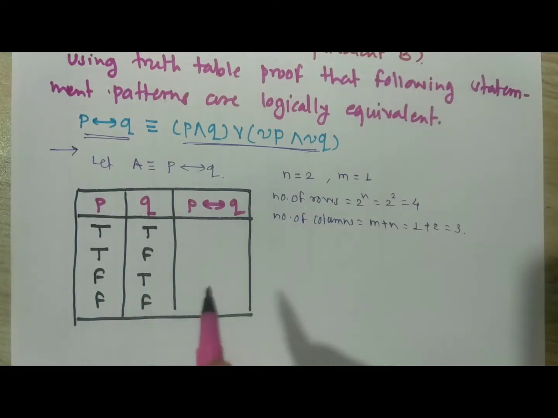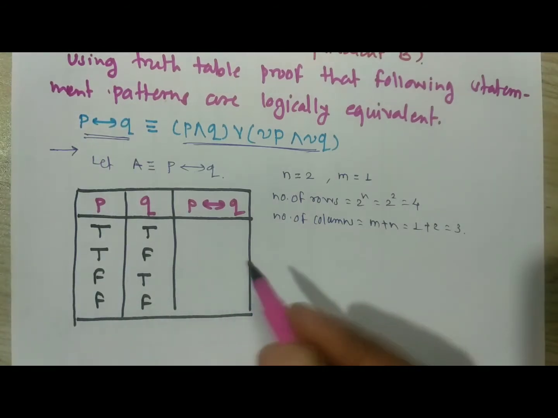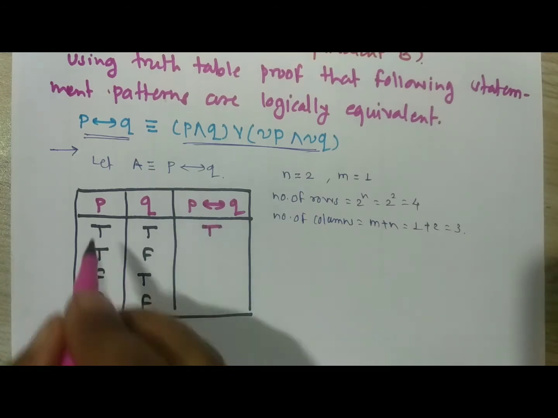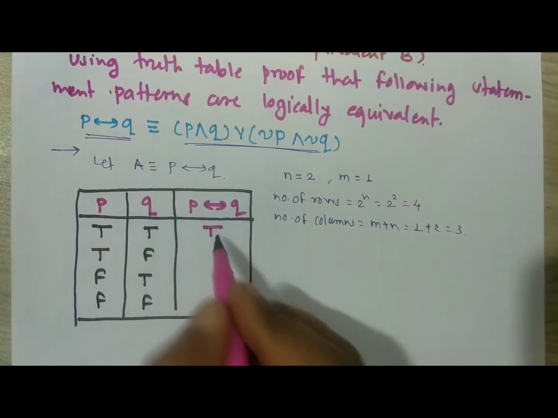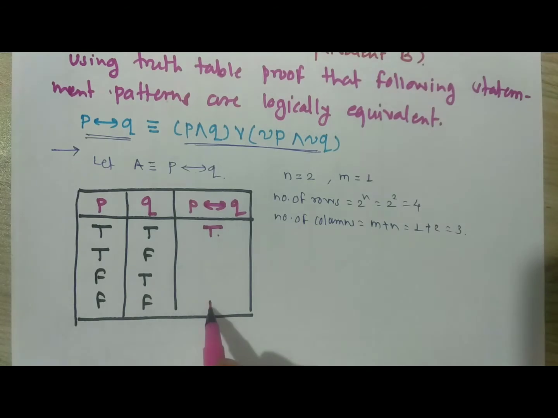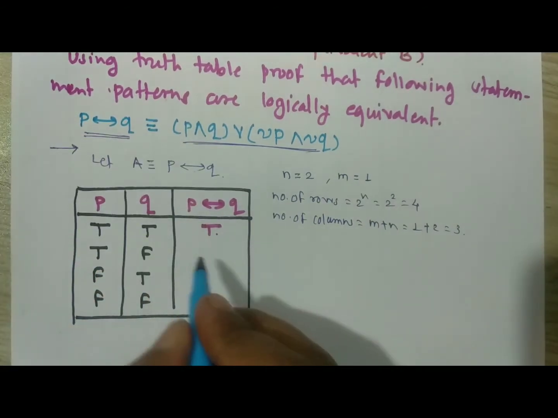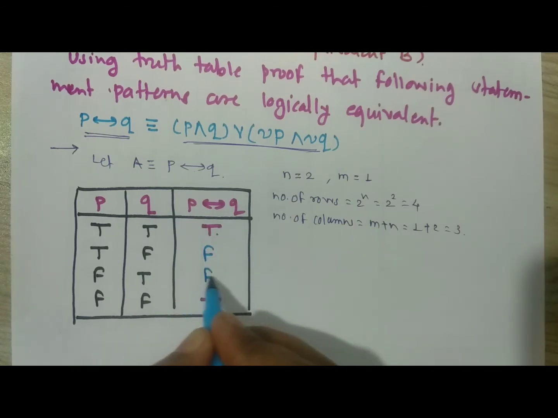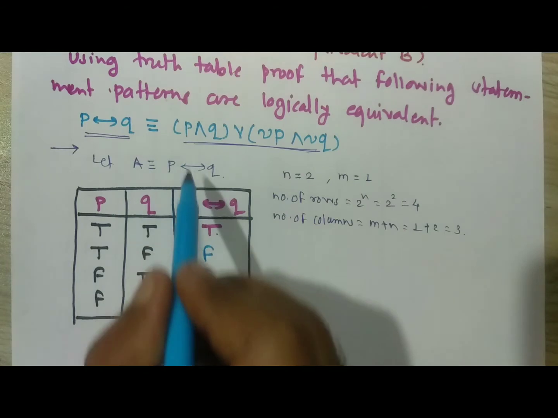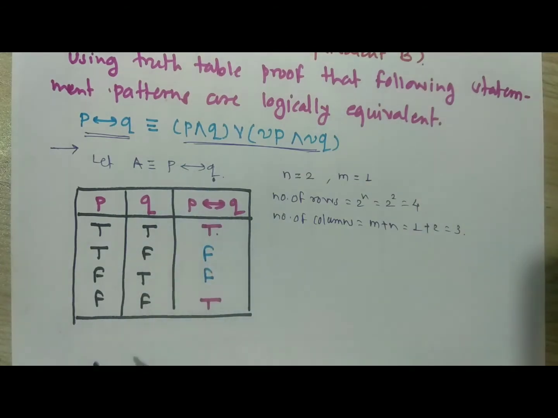If both statements have the same truth value, then it is true, otherwise false. That means if truth values are the same, then it is true, otherwise false. That means it is false for these two cases, so F is here. And this is your last column related to P double implication Q.